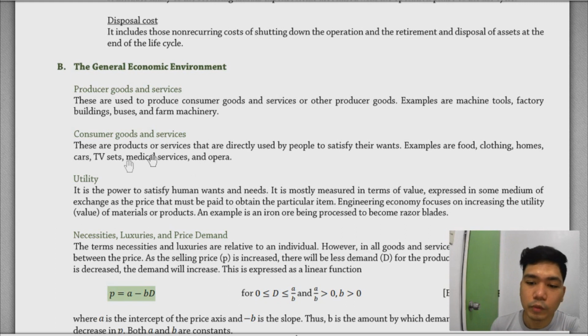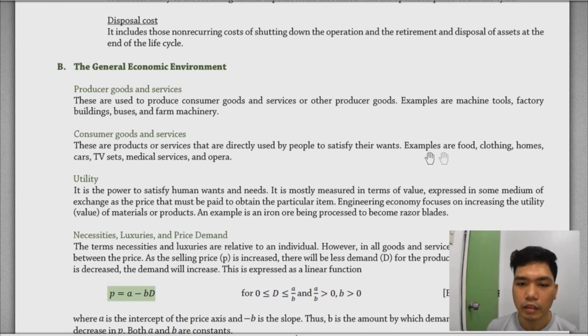Now for the next one, what we have is the consumer goods and services. When we talk about consumer goods and services, we're actually referring to those that are being consumed to satisfy the people. As you can read from here, these are the products or services that are directly used by people to satisfy their wants.